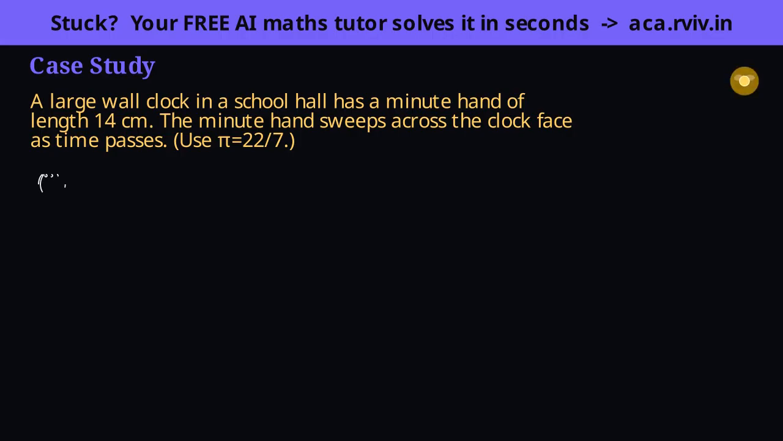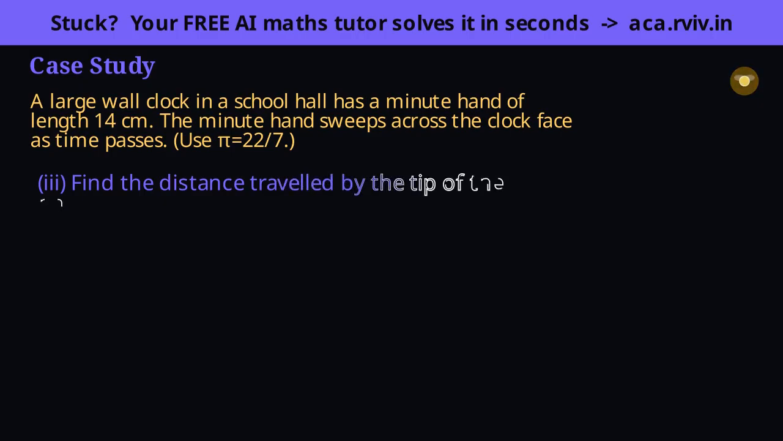Here's the switch to catch. This asks for the distance the tip travels, not the area swept, so we follow the tip's path, which is an arc, and use the circumference, 2 pi r, not pi r squared. 30 minutes is half the clock, so 180 degrees, half the circle. Half of 2 times 22 over 7 times 14 is 44 centimeters.